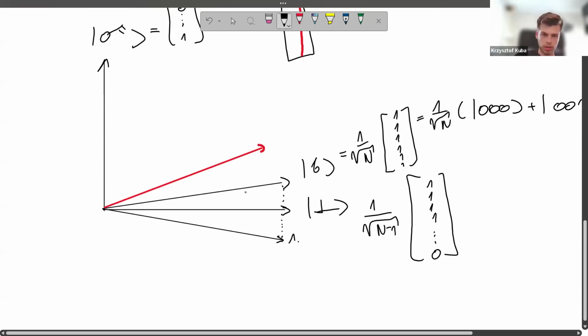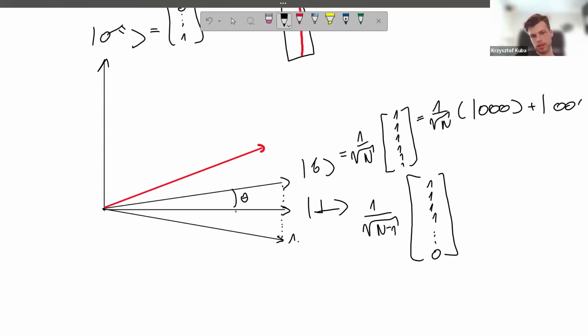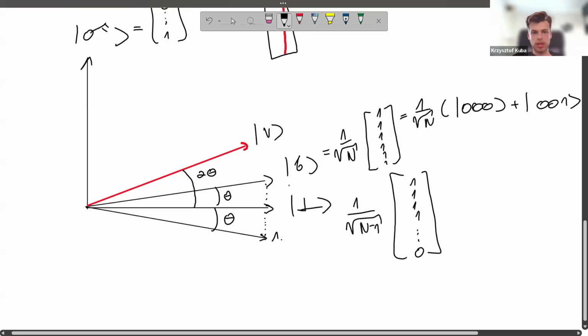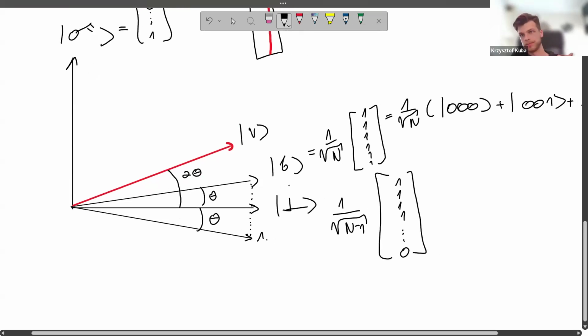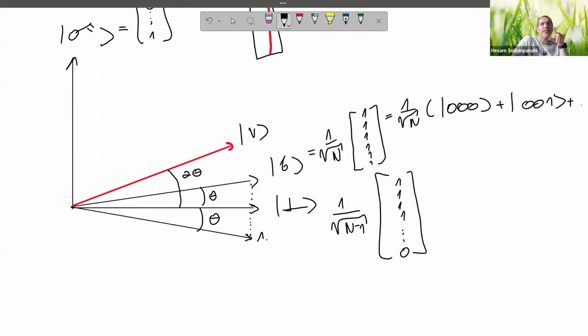So there's some angle theta here and another angle theta here. But now we have successfully, with those two steps, rotated our state vector, which we'll call v, by the angle of 2 theta. And the question is, what is this theta now?